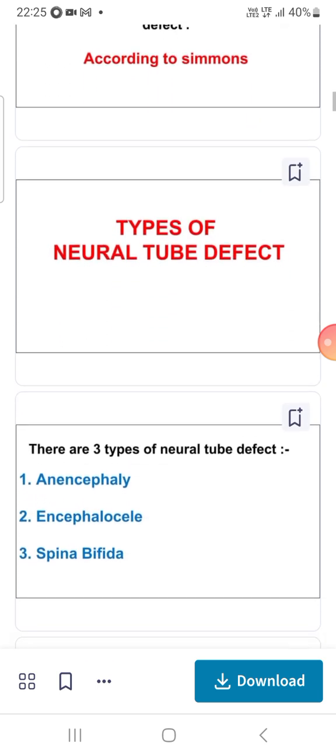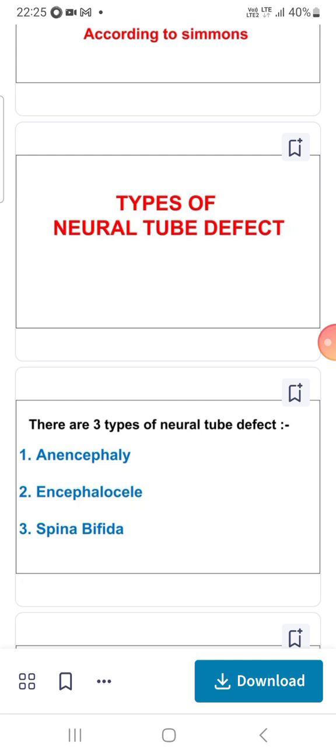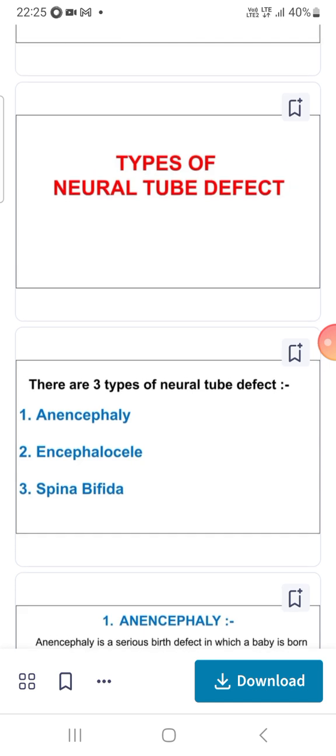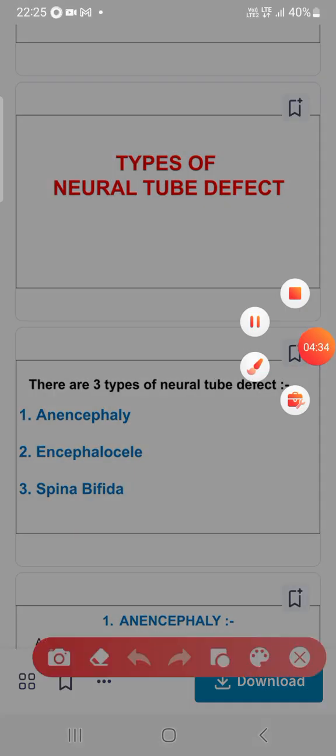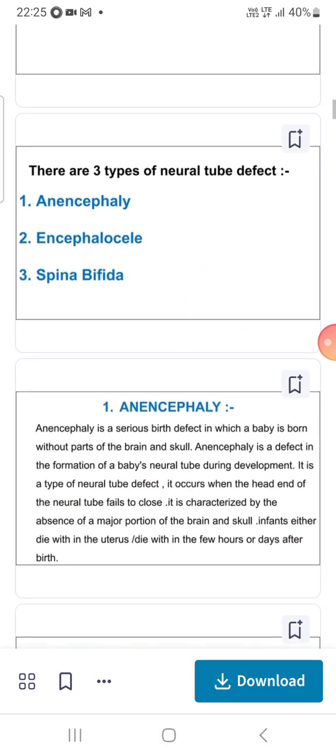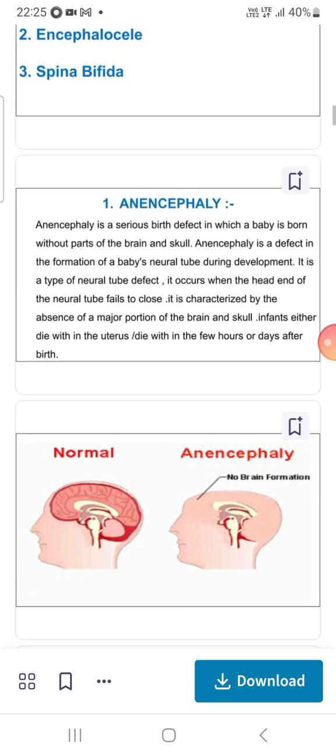Now we'll go with the types of neural tube defects. In total three types occur in the body. The first one is anencephaly, the second is encephalocele, and the third is spina bifida. These three are the types of neural tube defects. Now we'll discuss them one by one.